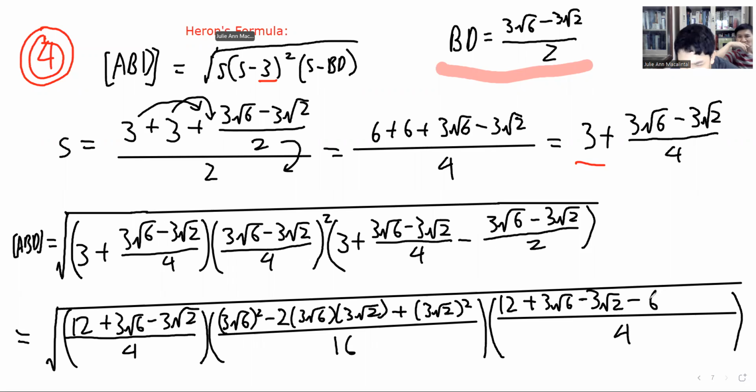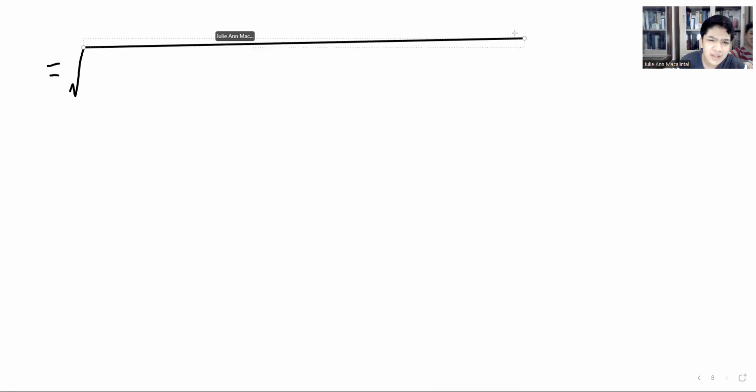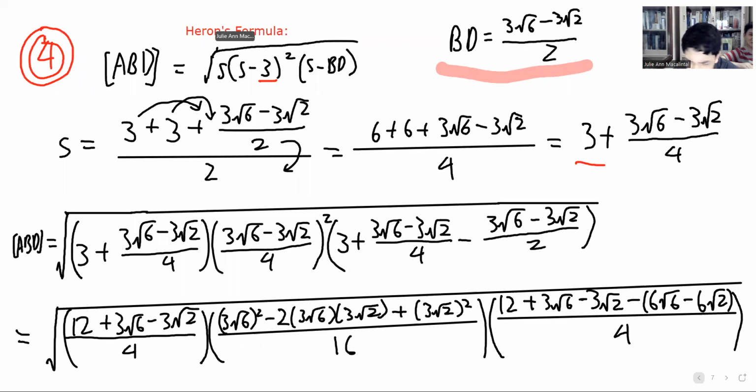12 minus 6 square root of 6. I have to put a parenthesis. Minus 6 square root of 2. Oh no. Yes. Oh no, indeed. Okay. This will be extremely big. Oh, wait. I actually assume this will already get down to size.